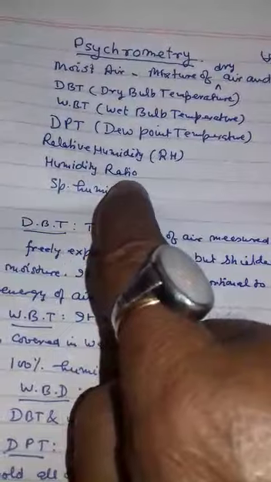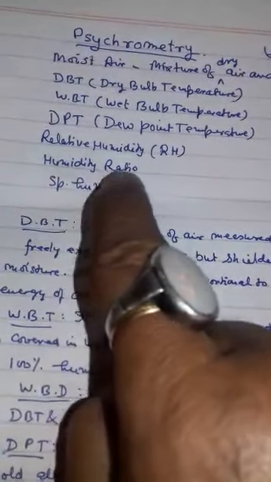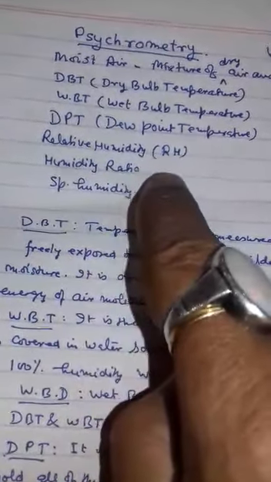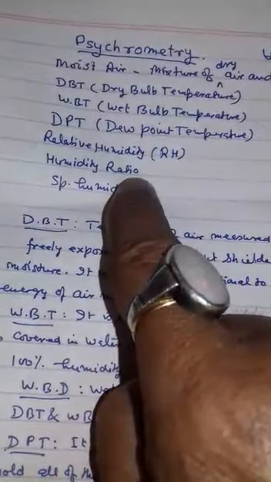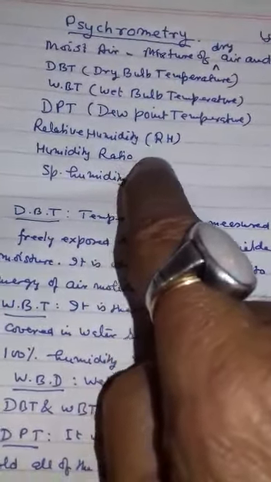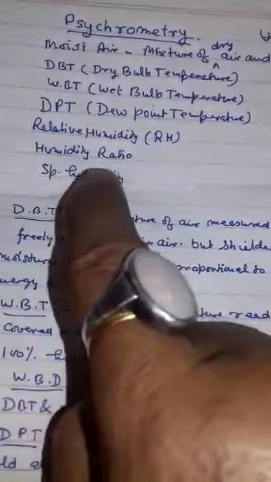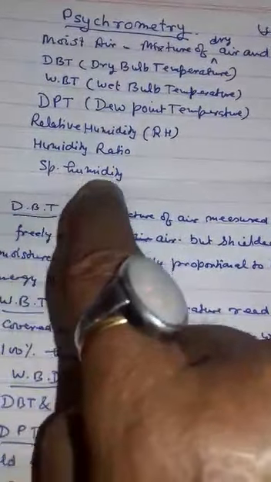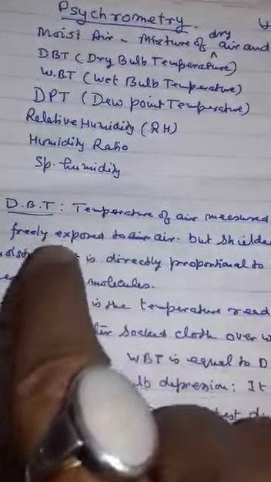Then humidity ratio, represented by W, that is the kg of water per kg of dry air. That is called specific humidity, or humidity ratio. That is specific humidity also.